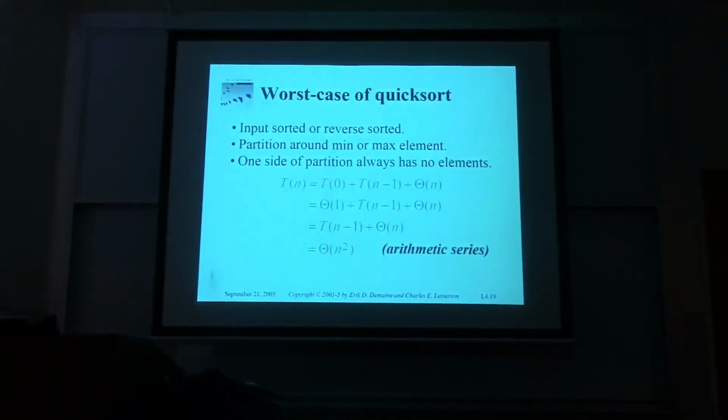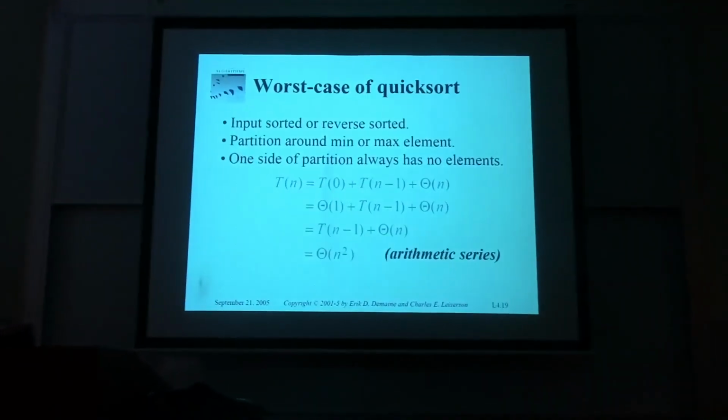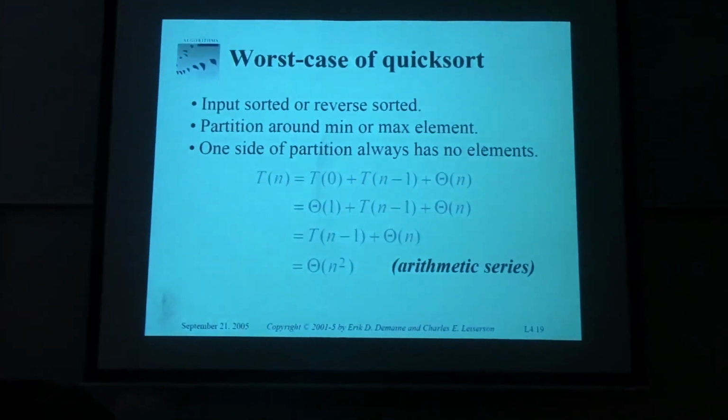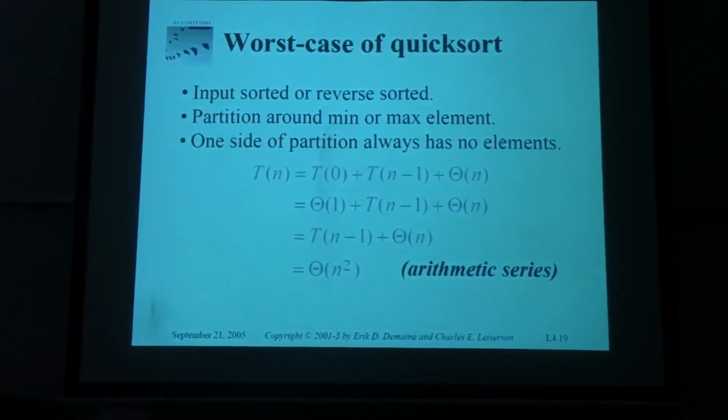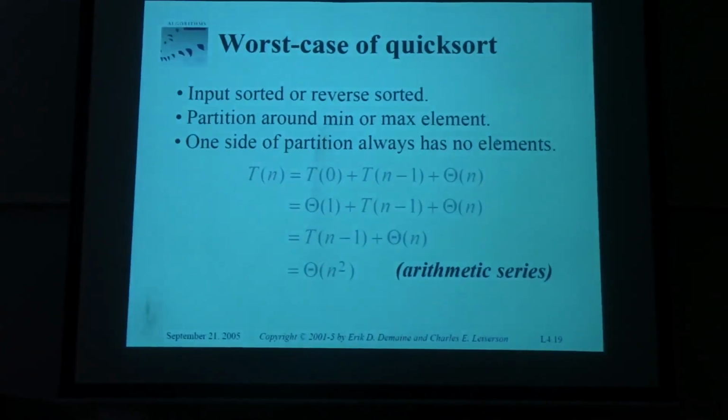So T of n is equal to T of 0, which means the left, so for example, if I put the smallest element, the element at I, back into I, then nothing is to the left of I, so T of 0 to the left, but T of n minus 1 for the right of the partition. And then theta n is the partition at that level. So that gives us theta 1, that's unity here, T of n minus 1 plus theta n, which gives us T of n is equal to T of n minus 1 plus theta n.